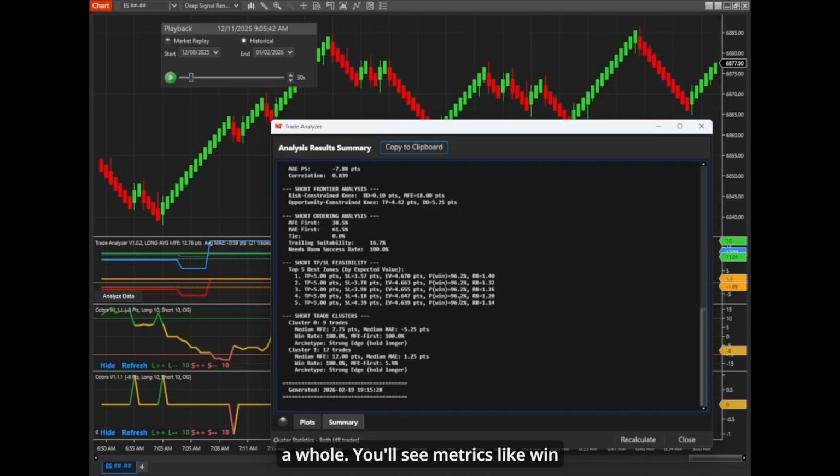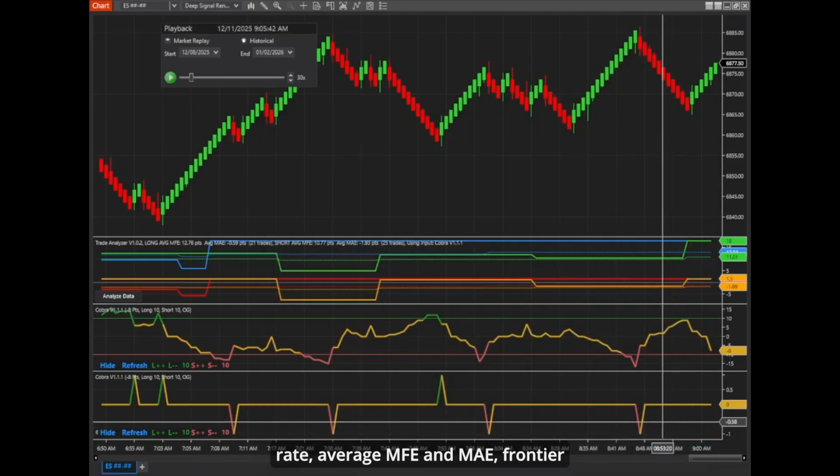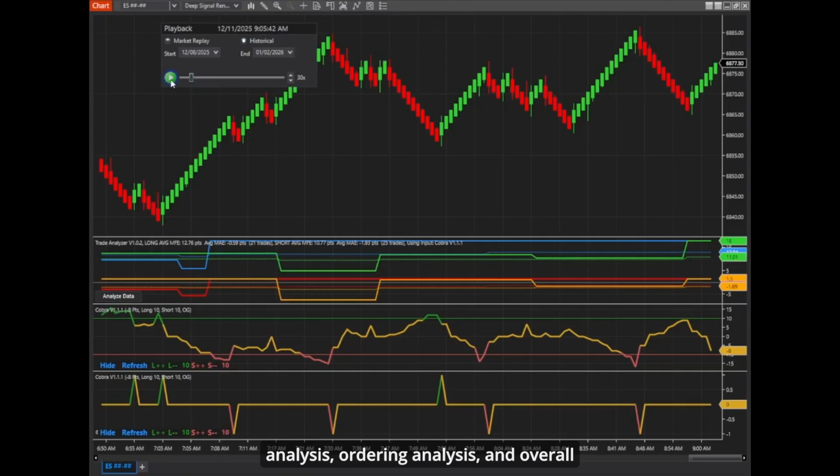You'll see metrics like win rate, average MFE and MAE, frontier analysis, ordering analysis, and overall expectancy, helping you quantify both your edge and your risk.